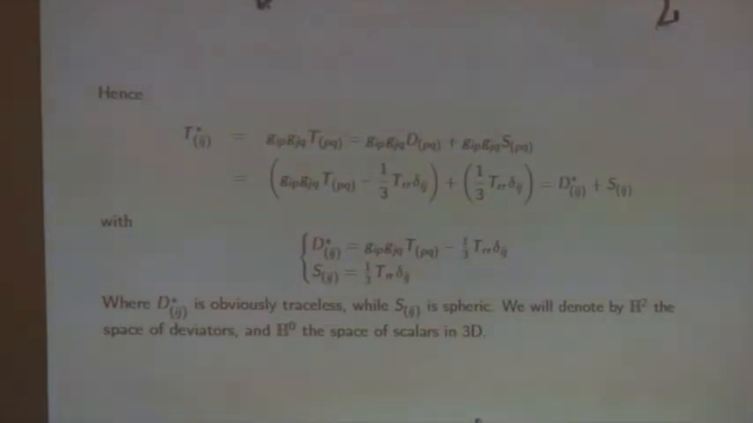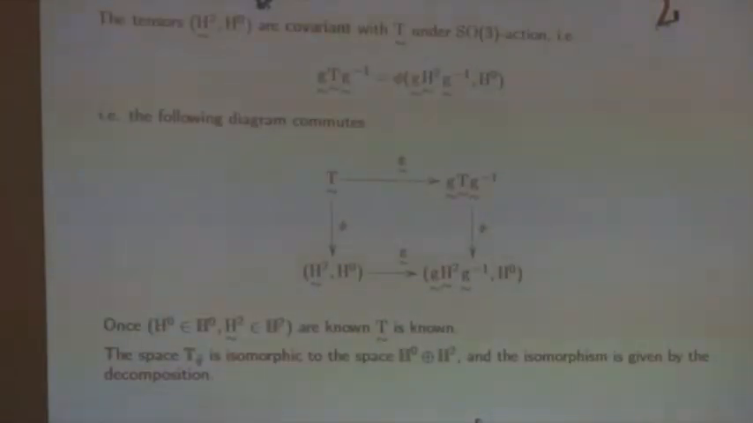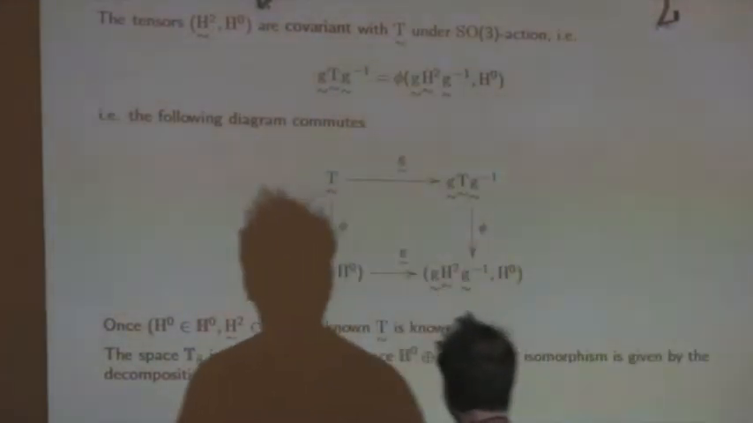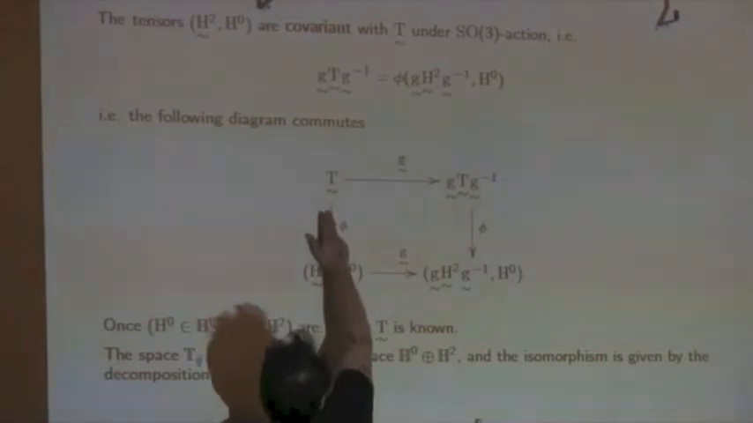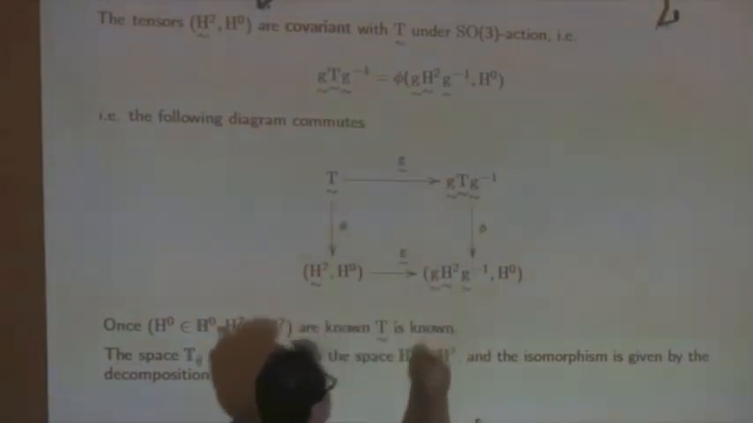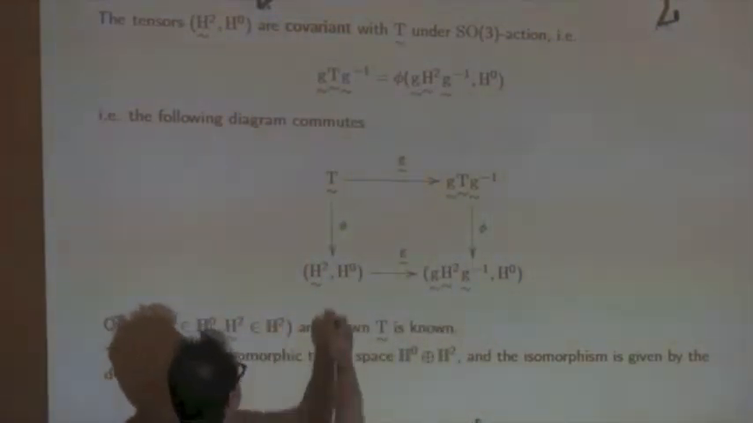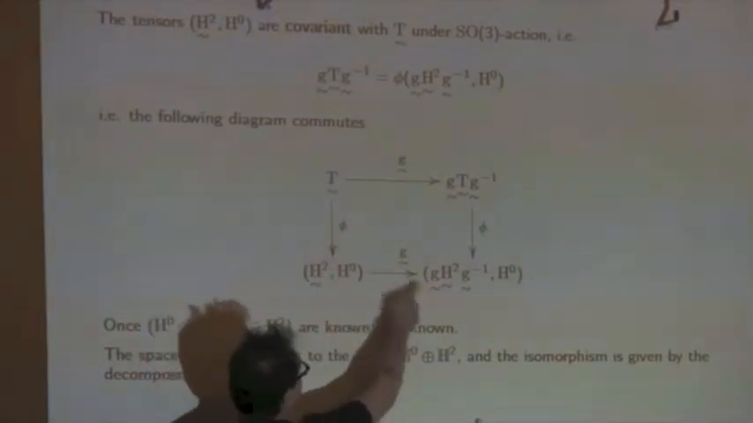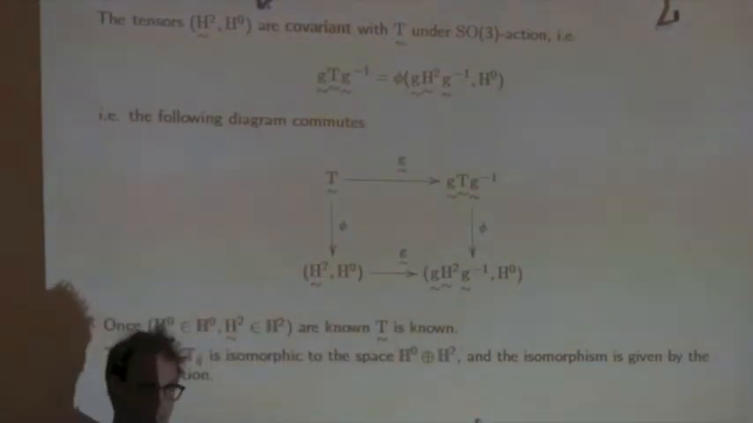So something that can summarize some of these things is that this decomposition is preserved by any three-dimensional rotation. If I take my tensor, transform it, and make the decomposition, or if I make the decomposition and turn my tensor, I will obtain the same result.